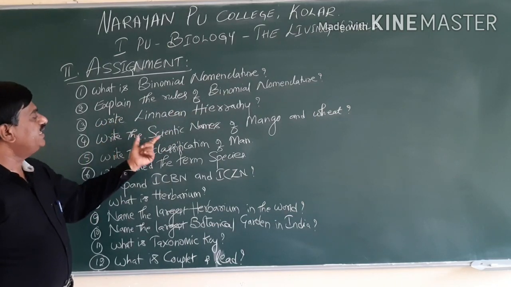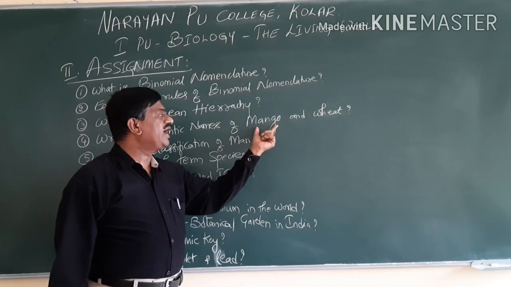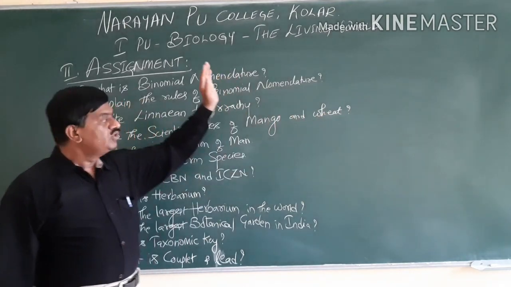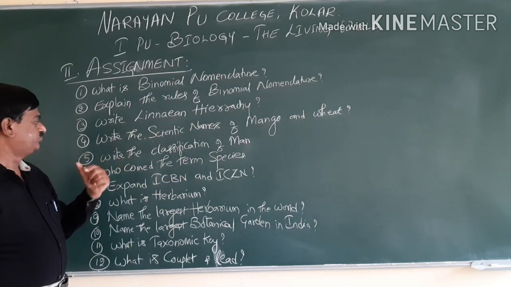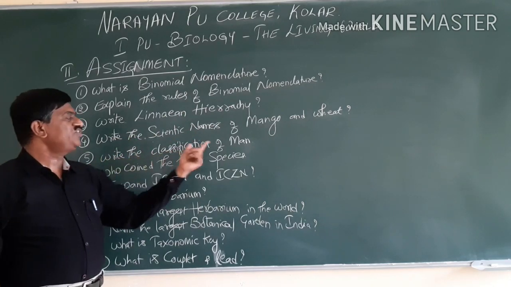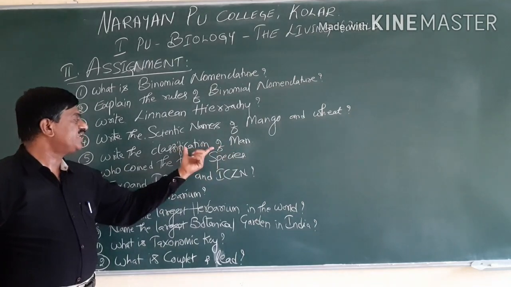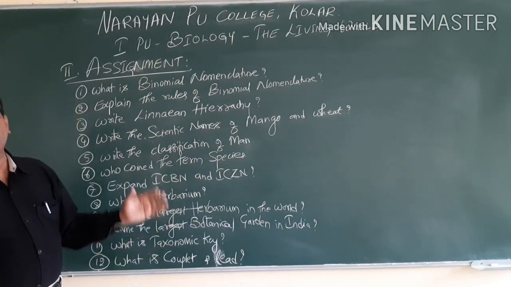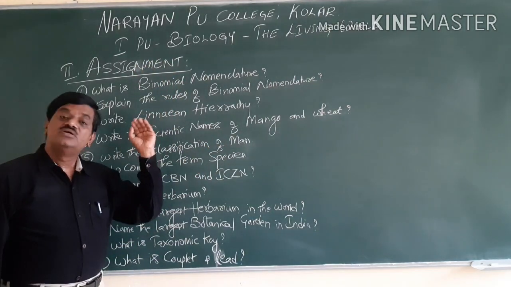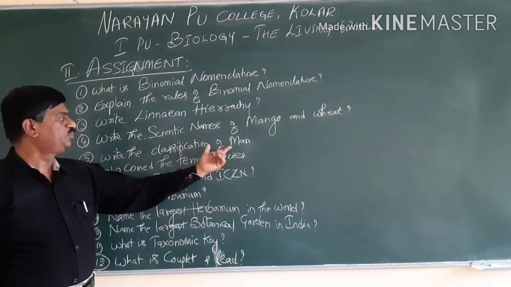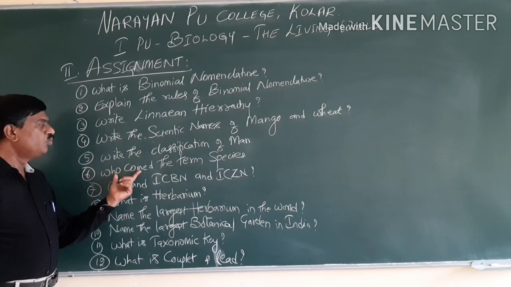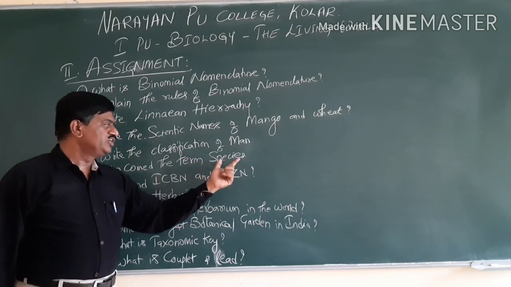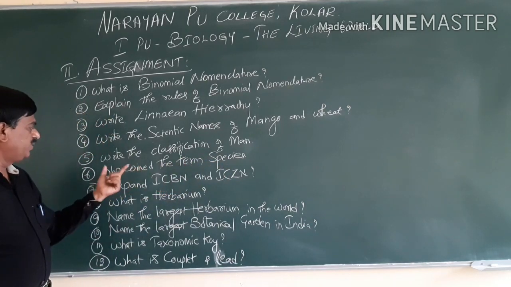Next, write the scientific names of mango and wheat. Next, write the classification of man. In this classification of man, you are going to write all the 7 ranks, the 7 taxons. Next, who coined the term species? That should be written here.